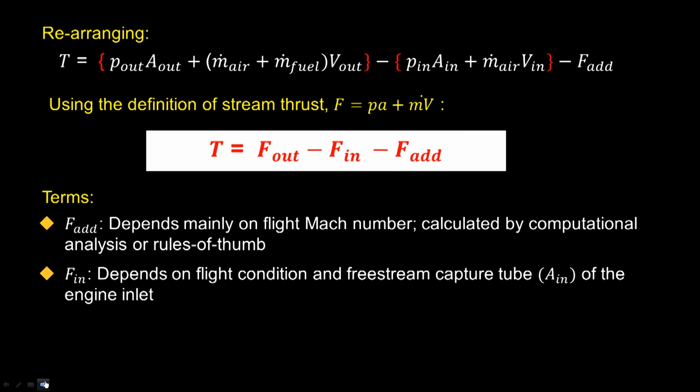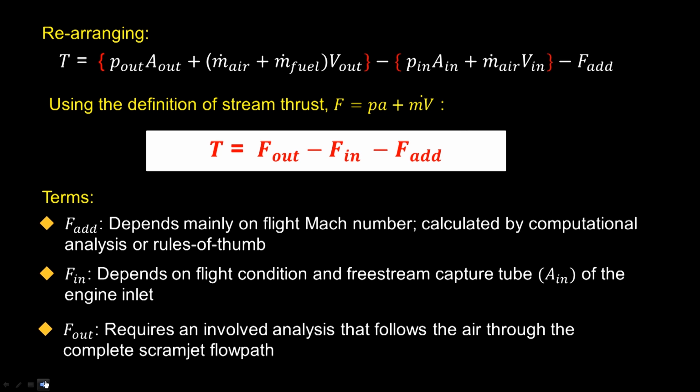A second term is the stream thrust of the inflow. Now, if you remember, a lot of the terms in this were associated with the flight velocity and the atmospheric pressure. The only real term that we don't know is the free stream capture area, A in. However, if we know the amount of air that's flowing through our engine, we can very easily calculate this. So this term is actually quite easy to calculate.